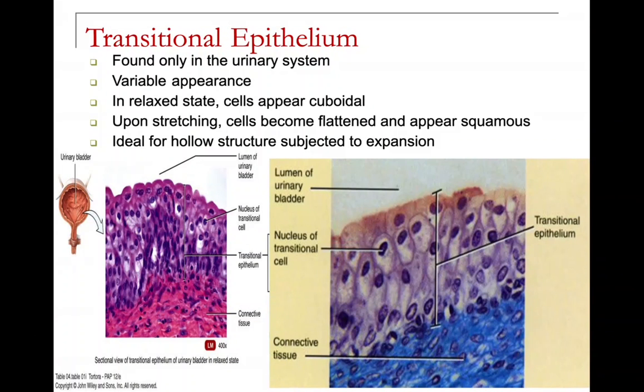So transitional epithelium, this is only found in the urinary system. So that's an association you want to put together. Urinary system, transitional epithelium. It's a very classic test question. It's got a more variable appearance.